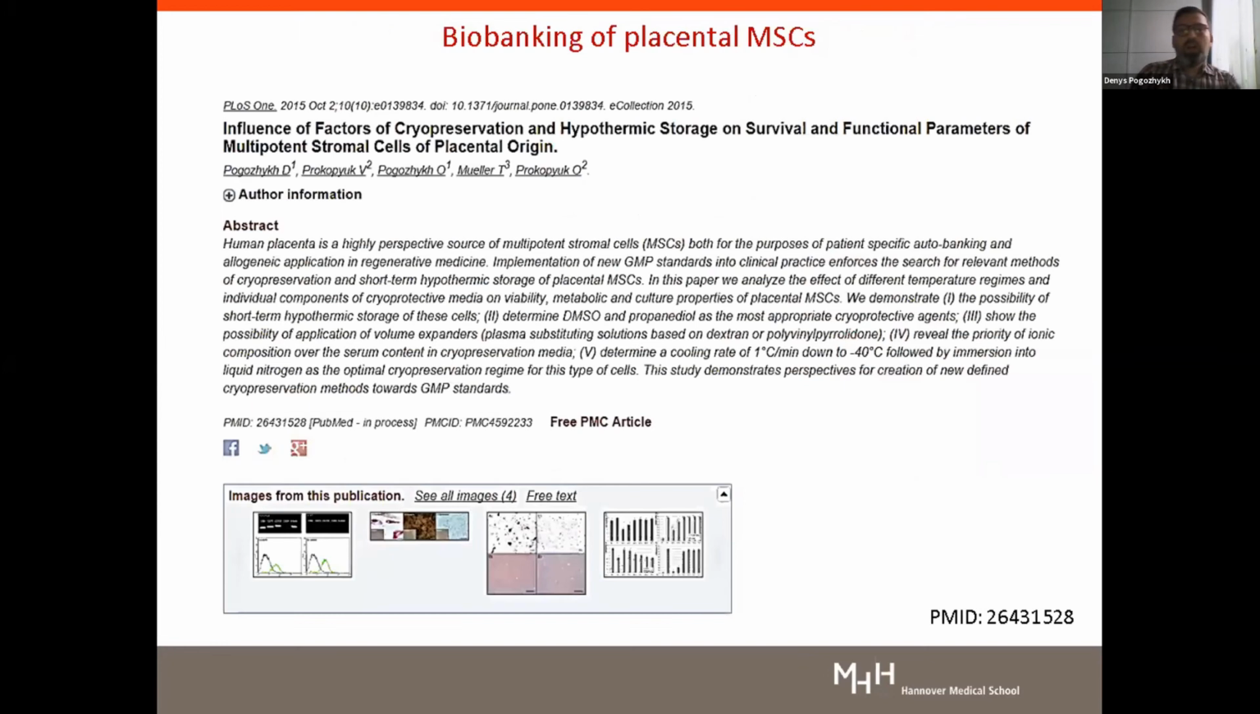In particular, with biobanking of placental MSCs, I would say they are quite easy and robust cells to cryopreserve. There have been a lot of works already for many years, and you can preserve them very nicely with viability rates over 90%. We also worked a little bit in this field.